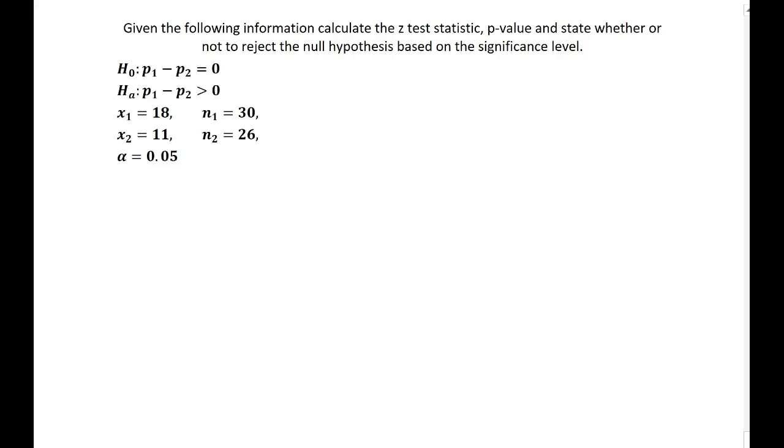In this example, I'll show you how you can do a two-sample z-test for proportions when you're just given the basic information. Given the following information, calculate the z-test statistic, p-value, and state whether or not to reject the null hypothesis based upon our significance level. So first of all, if we look at the null and alternative hypothesis, we can see that we have two proportions, which implies that we should do a two-sample z-test for proportions.